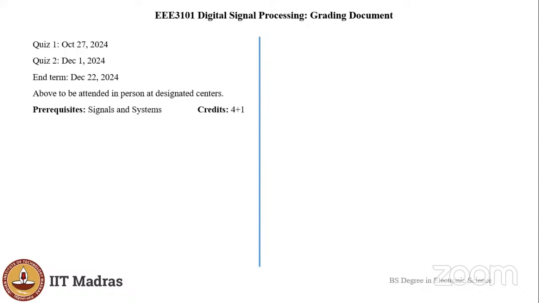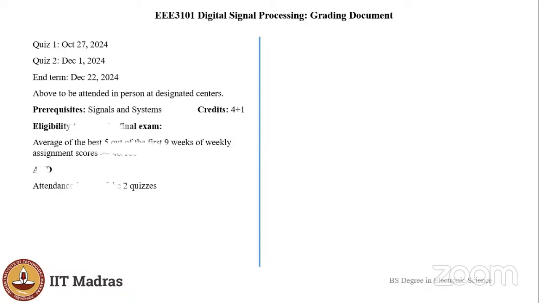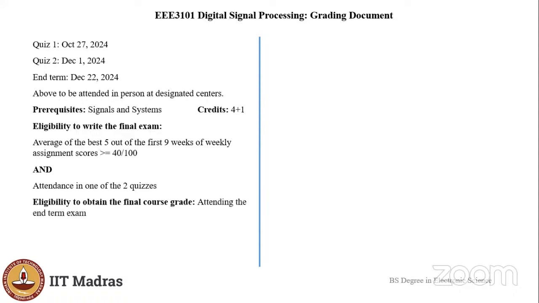Now, the prerequisite for this course is signals and systems, which you have already completed. Eligibility to write the final exam is that the average of the best 5 out of the first 9 weekly assignments should be greater than or equal to 40. Attendance in one of the quizzes is also required, same as signals and systems. Eligibility to obtain the final course grade is attending the end-term exam.